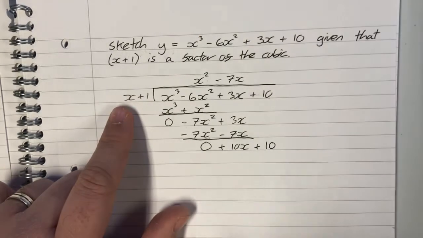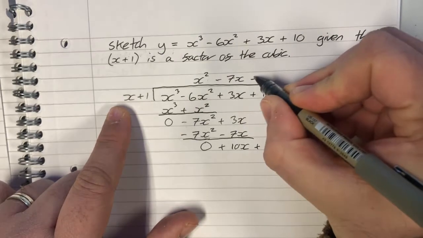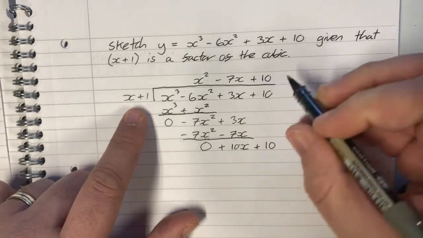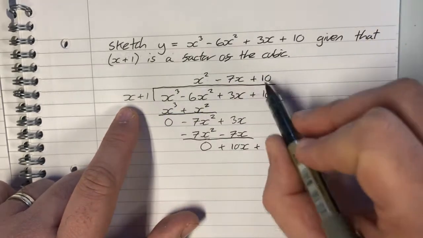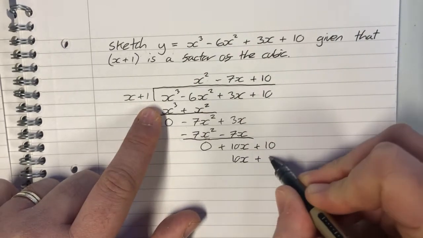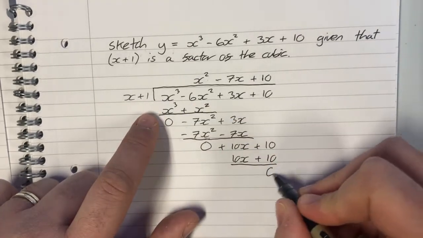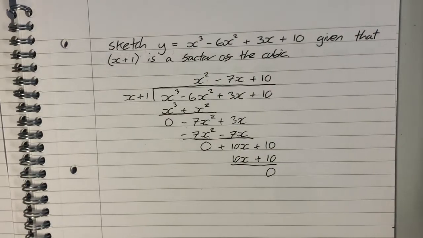And then finally, ask myself, what do I times by x to get to 10x? And the answer is going to be plus 10. Just use the last little bit then to check to make sure that our answer up here is correct. X times 10 is 10x, and 1 times 10 is 10. And because x plus 1 is a factor of this cubic, I'm expecting no remainder. And if you subtract those 2 lines, there is indeed nothing left. Perfect.